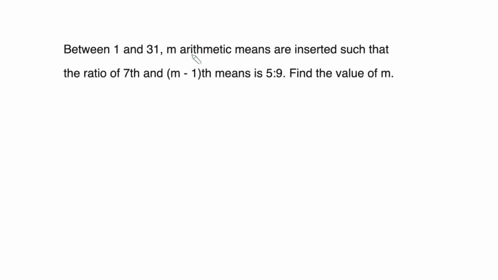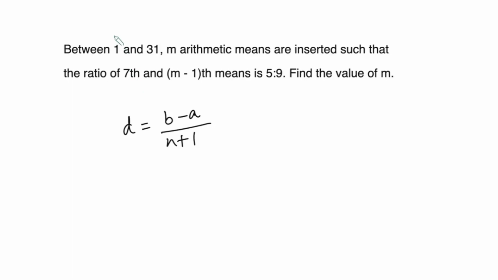Between 1 and 31, m arithmetic means are inserted such that the ratio of the 7th and (m minus 1)th means is 5:9. Find the value of m. Whenever you have a question about arithmetic means, we use the formula d equals (b minus a) over (n plus 1) to find out the value of d.